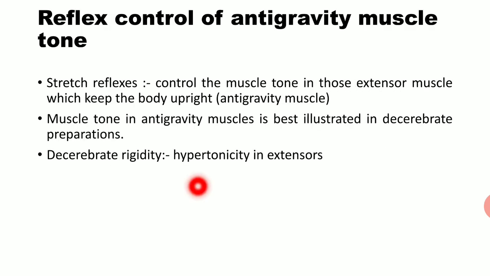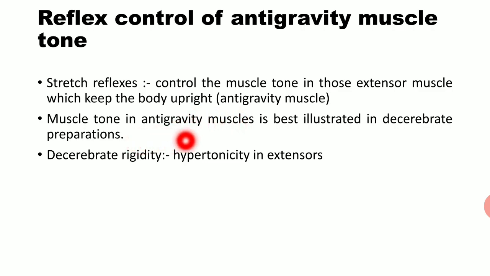Reflex control of antigravity muscle tone. We have already discussed the stretch reflex. It is an example of this type of reflex. It controls the muscle tone in those extensor muscles which keep the body upright, the antigravity muscles.